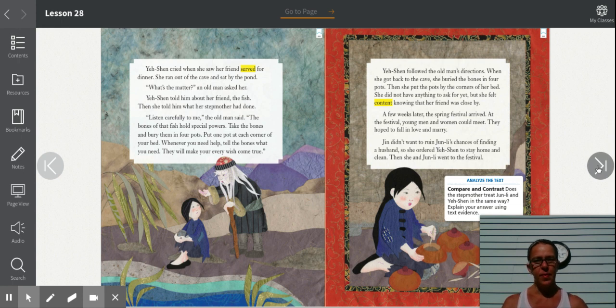So think about how she must have felt when her stepmother cooked her the fish, which was her best friend. What a terrible thing to do. She was so very sad and unhappy. How does she make herself feel better? Well, remember, she was told to bury the bones of the fish into 4 pots, and it would bring her luck. So let's see if that does happen.